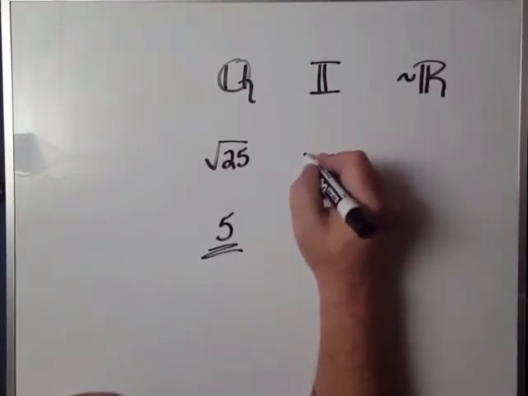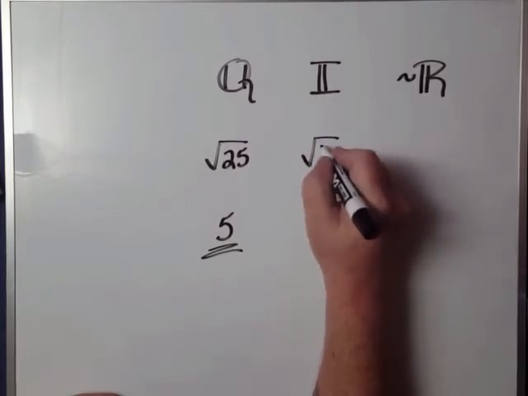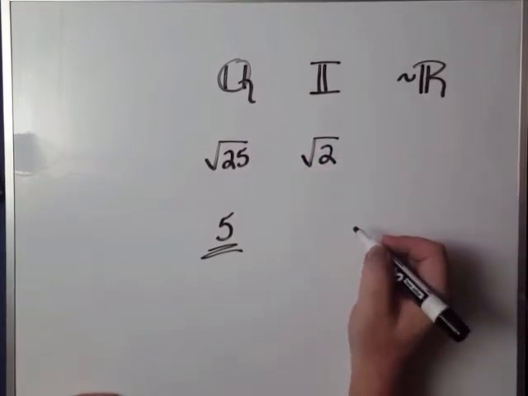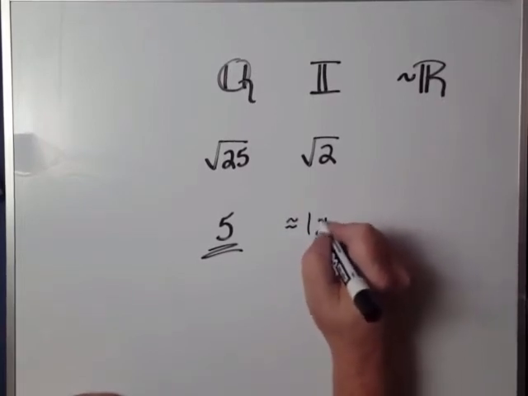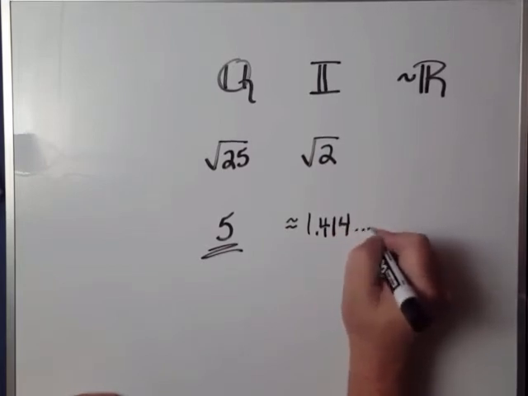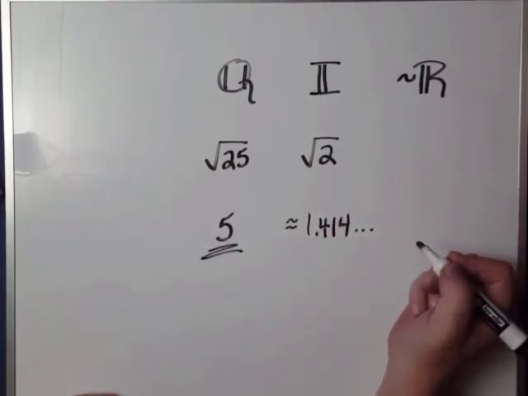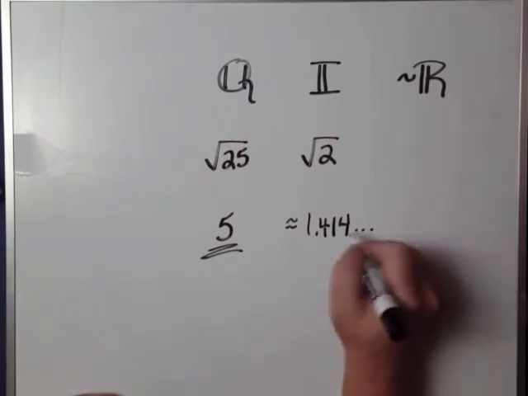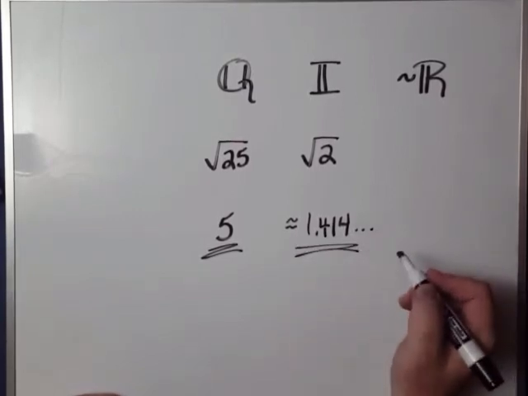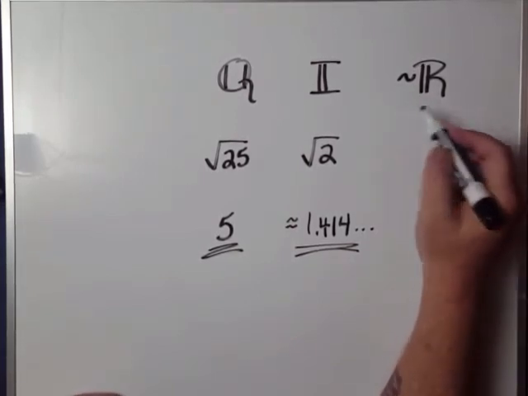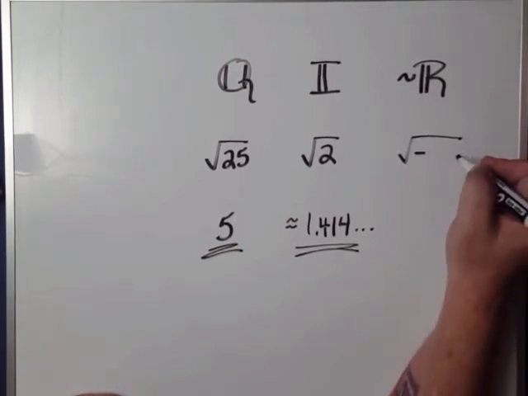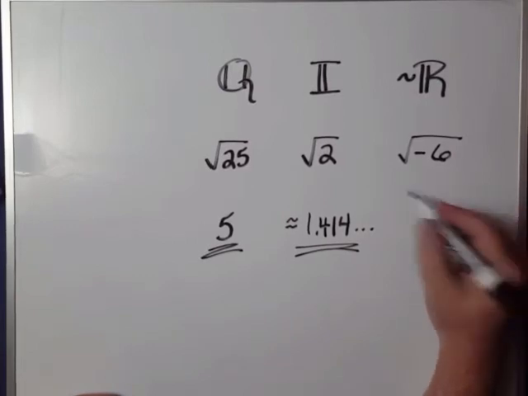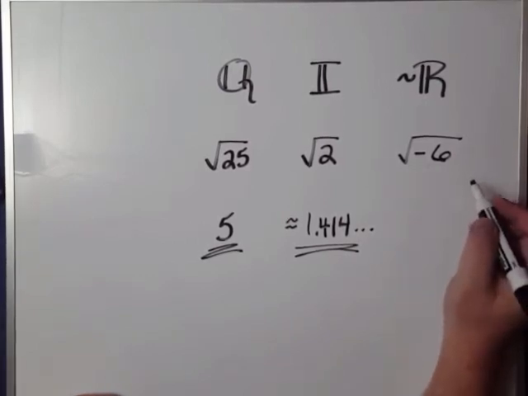An example of an irrational, square root of 2. Square root of 2 is approximately, if you grab the calculator, 1.414, but it's irrational. It goes on forever. Never repeating, never terminating. An irrational number. Chapter 1. And of course, a not real example would be one in which we're taking the square root of a negative number. That would be not real, and we'd be done with it.